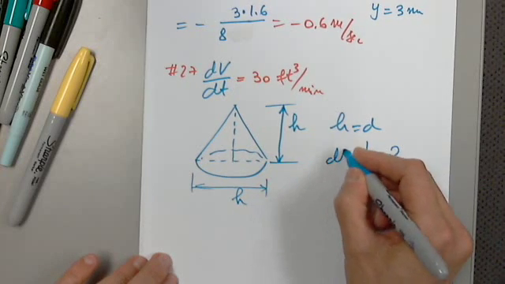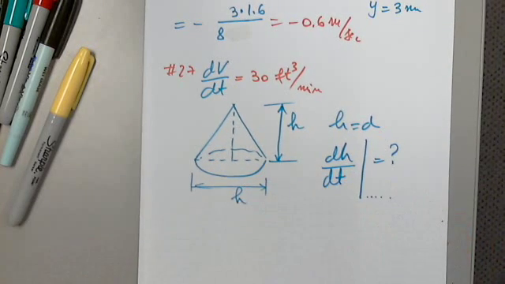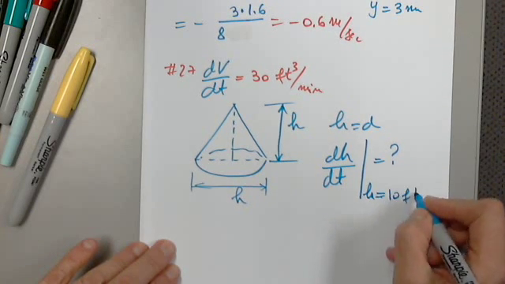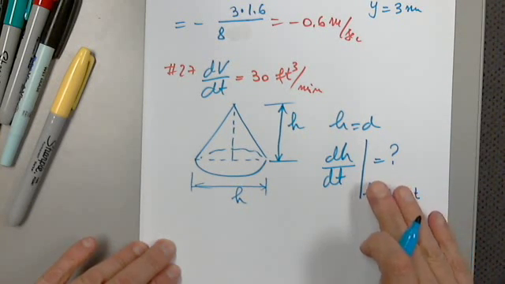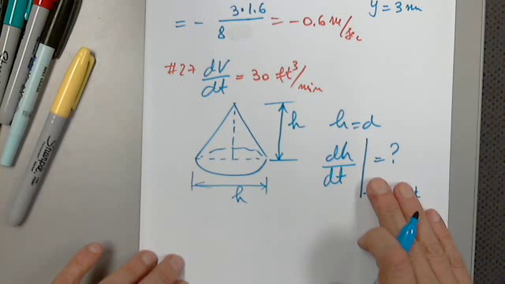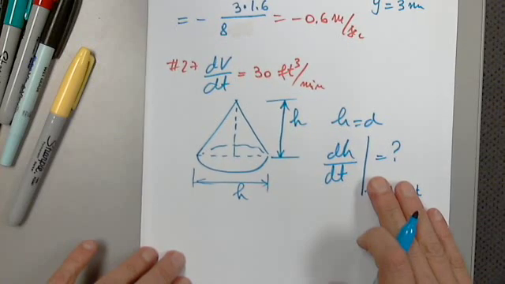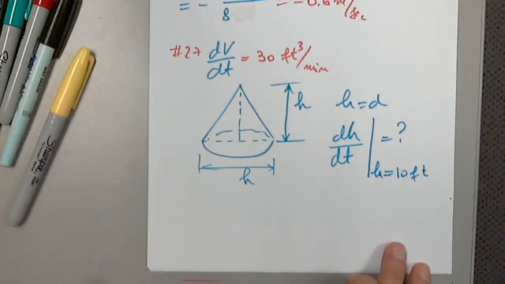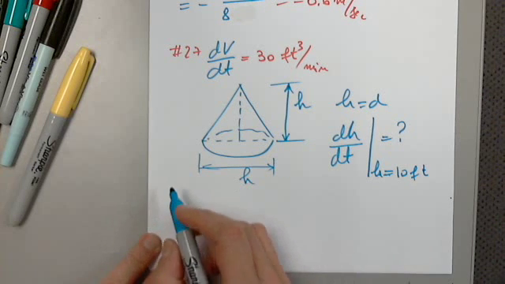DH, DT. When the height is 10 feet, H equals 10. Remember, this is not to be taken into account till the very last step. So I have to write myself a couple of notes, if that helps.